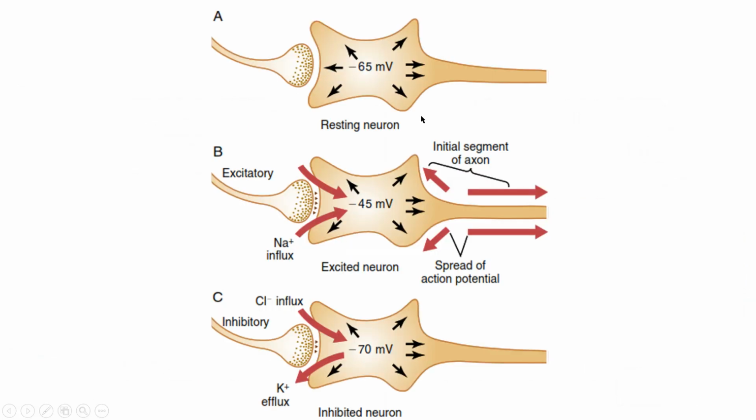Look, in this part A, the resting neuron is at minus 64.5 millivolts. If it is excitatory, it is causing a decrease in negativity, right?